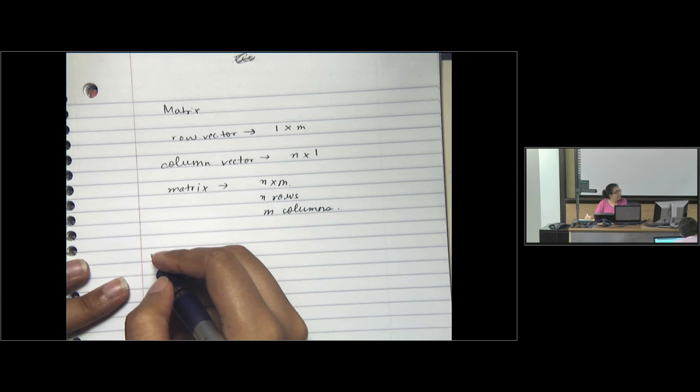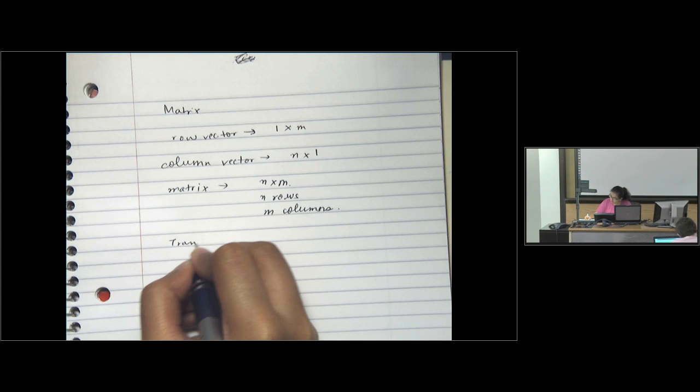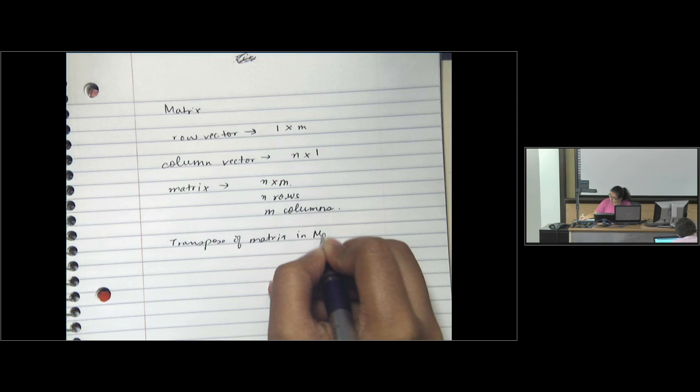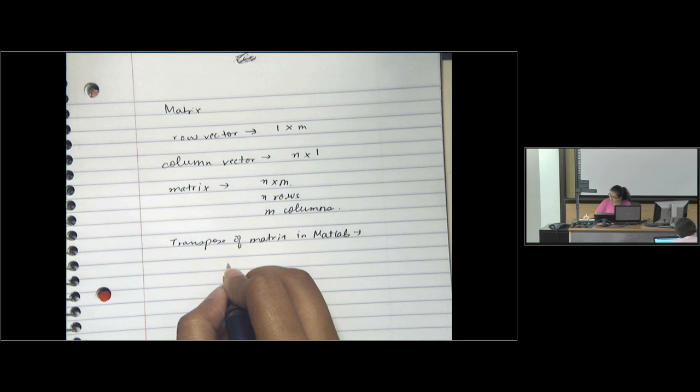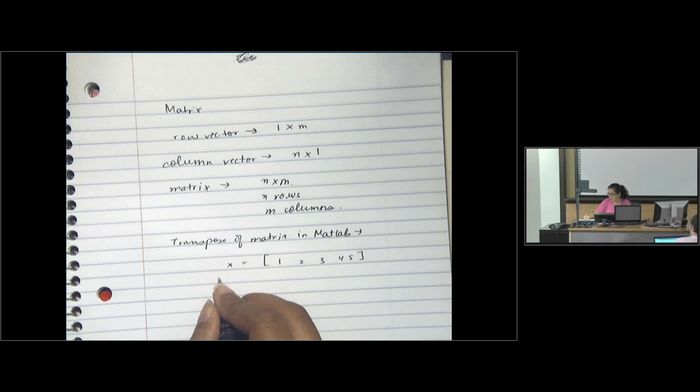Wonderful. Okay, so transpose. For transpose, if you want to take a transpose of a matrix in MATLAB, if X is your matrix 1, 2, 3, 4, 5, then your transpose of X, Z, is X and an apostrophe. Okay? So your Z will be 1, 2, 3, 4, and 5. It will be a column vector.